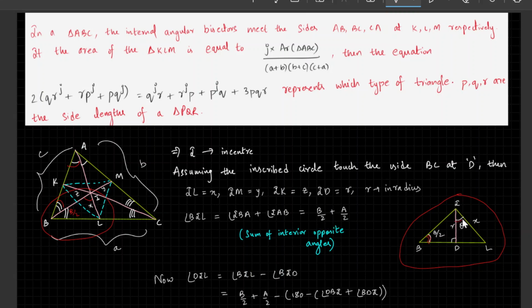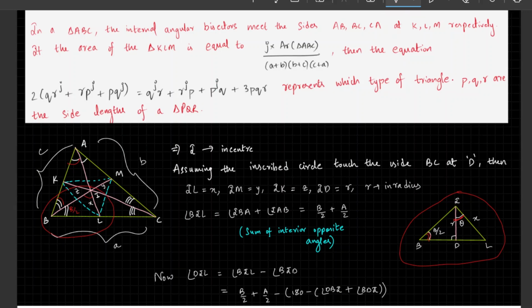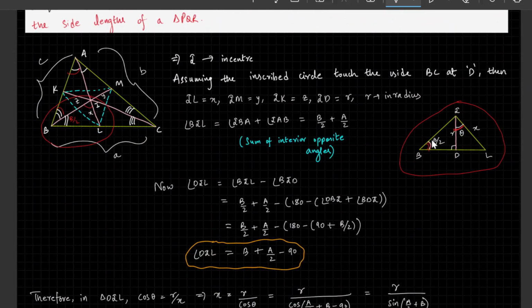Now let us find this value DIL. The angle DIL is equal to the total angle BIL minus BID. And what is BID? Now we can see in this triangle, this is B by 2, this is 90, and so BID would be 180 minus (90 plus B by 2). So that has been substituted here. Finally we have got the value of DIL, which we can assume to be theta. So theta is equal to (B plus A) by 2 minus 90.